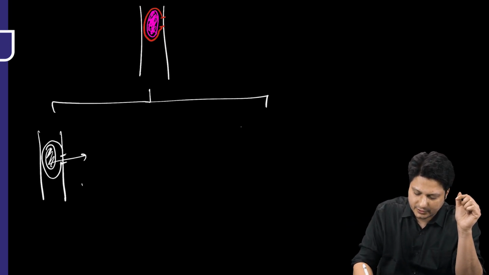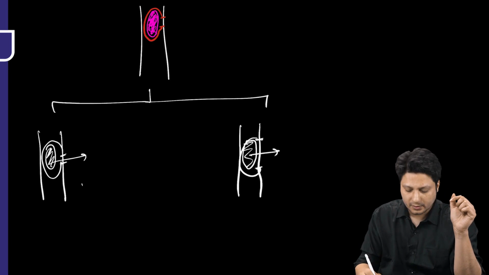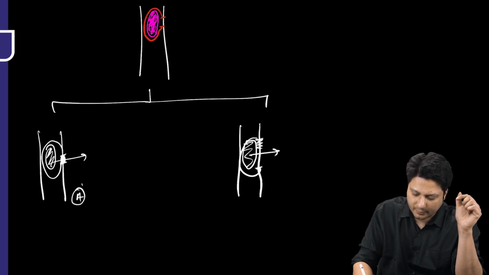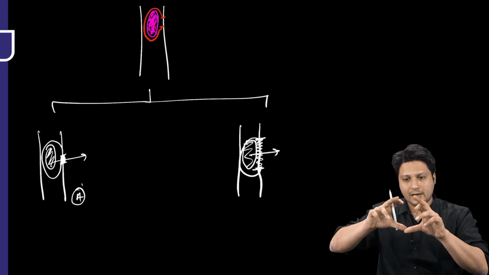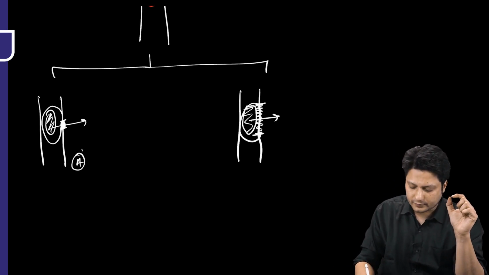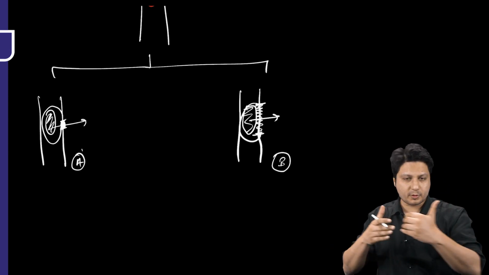And procedure B is that you create a larger window and then remove everything out. So this is procedure A, where a small window is created, while there is a procedure B where a larger defect in the bone or a larger cavity in the bone is created. All right. Now, out of the two, which one is likely to be beneficial? Is it procedure A or procedure B?